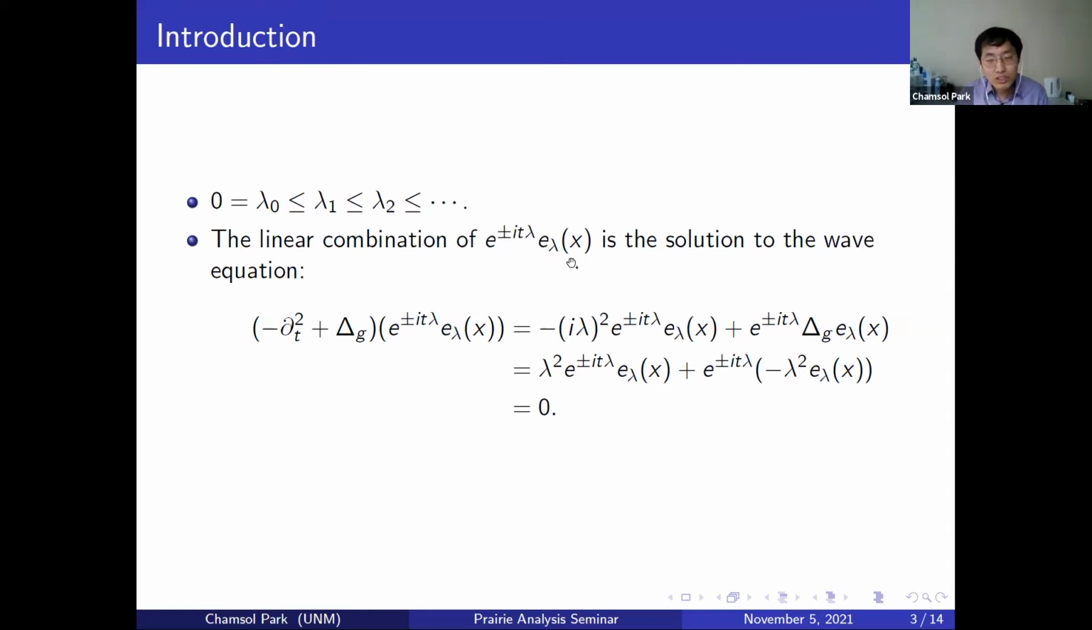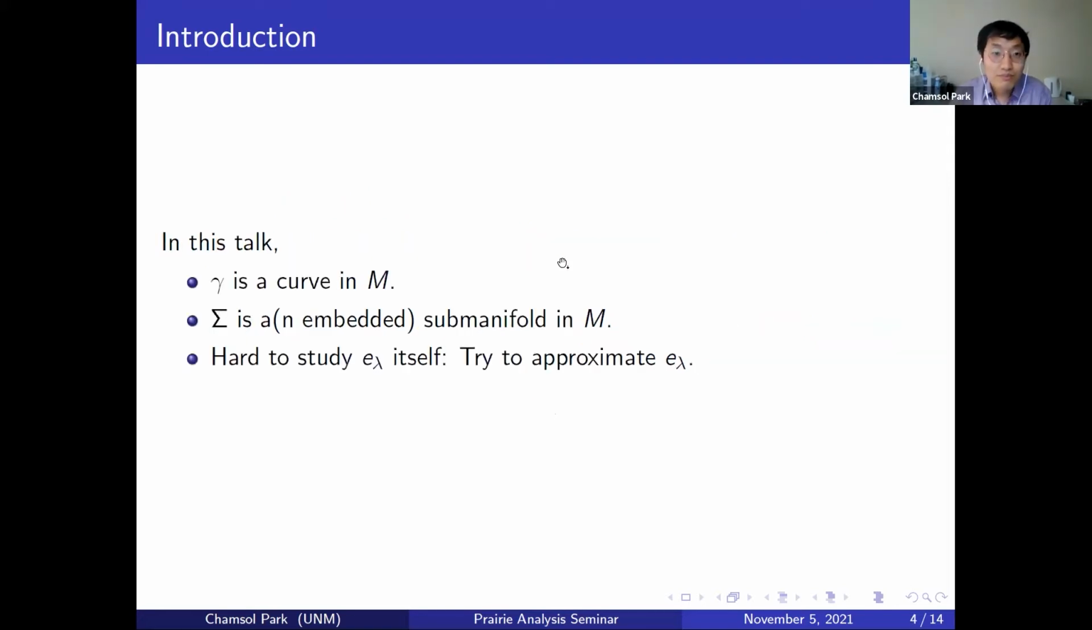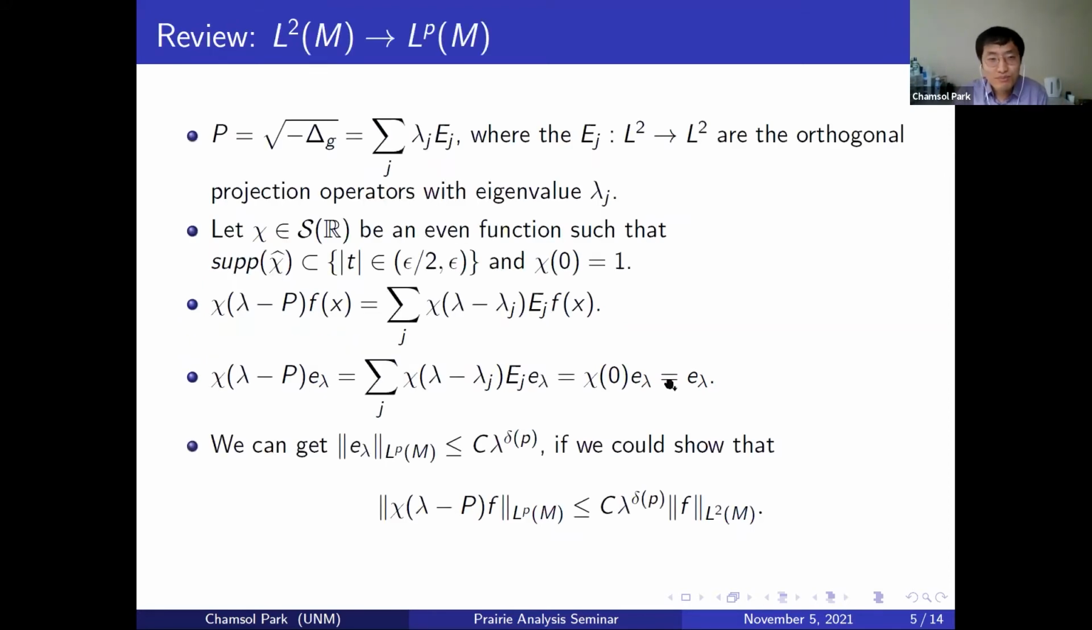So in this talk, we are interested in the L^p estimates of the eigenfunctions of the Laplacian. Let's say that gamma is a curve in the manifold M and sigma is an embedded submanifold in M. One of the difficult things in this topic is that it is really hard to study the single eigenfunction e_lambda itself. So let us avoid that kind of problem so that we can say something about it. For example, how can we approximate the eigenfunctions e_lambda so that we can think about that kind of approximation?